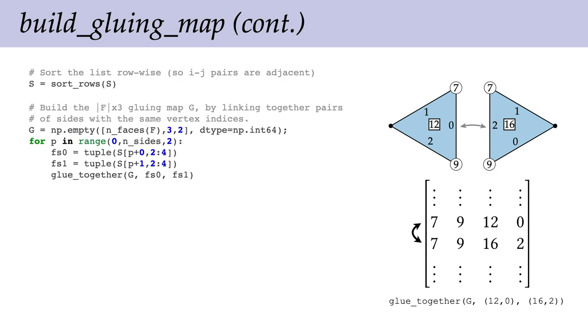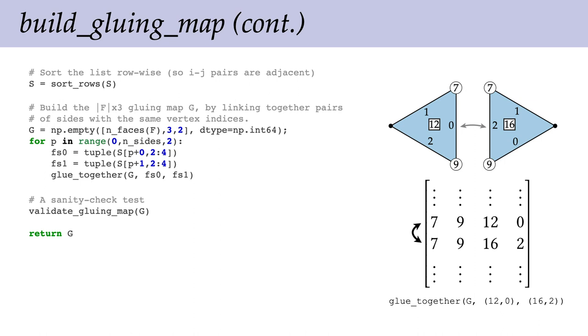And then we just walk down this matrix that has now been sorted, and for each adjacent pair of face sides, we glue the two of them together using our glue together helper. And lastly, we can call the sanity check I mentioned before to make sure we got the connectivity right.